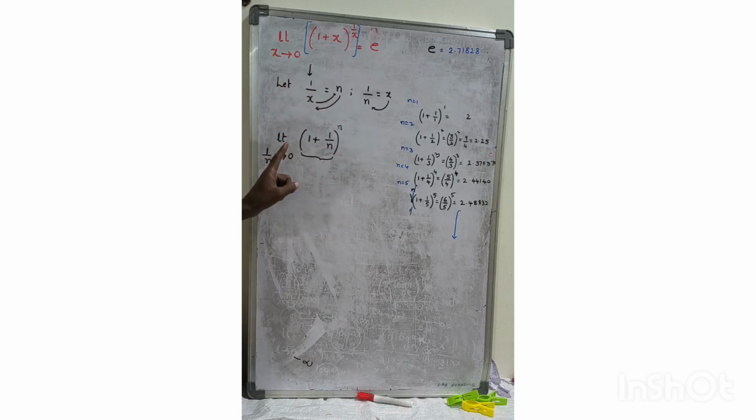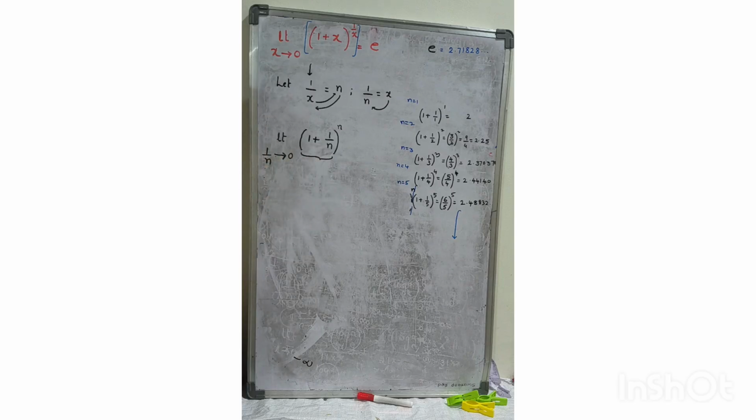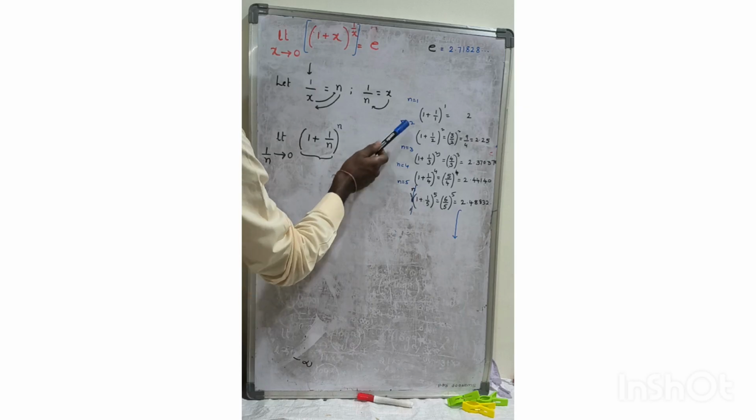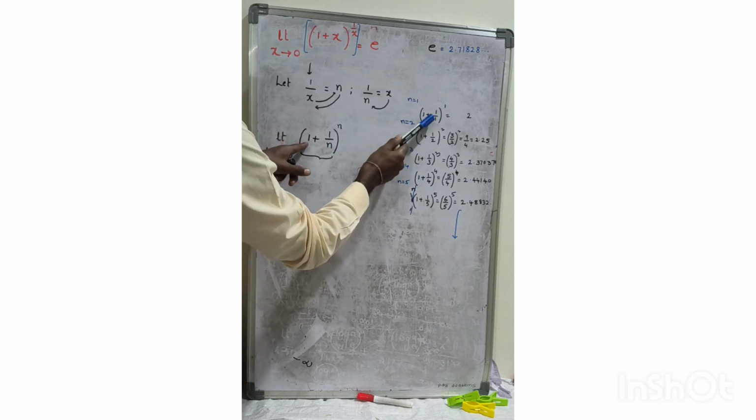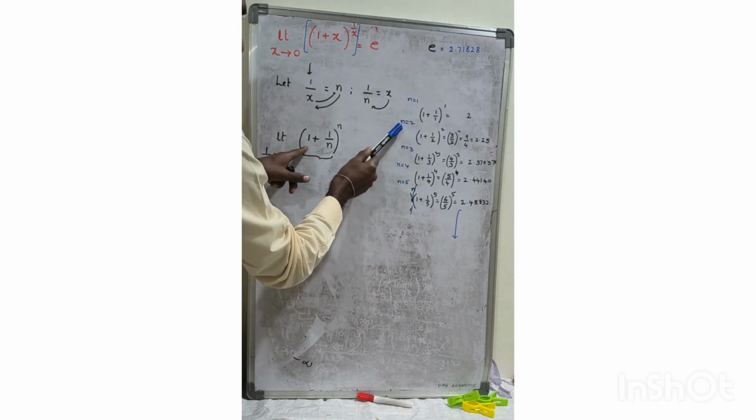Once again, whenever 1 by n is approaching 0, what is the approached value of the function 1 plus 1 by n whole power n? To understand that, let us take n equal to 1. If I take n equal to 1, it becomes 1 plus 1 by 1 whole power 1, and this value is 2. Next, I am taking n value 2.